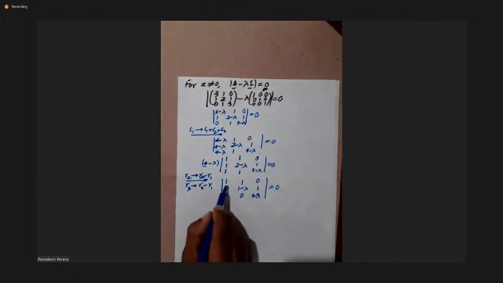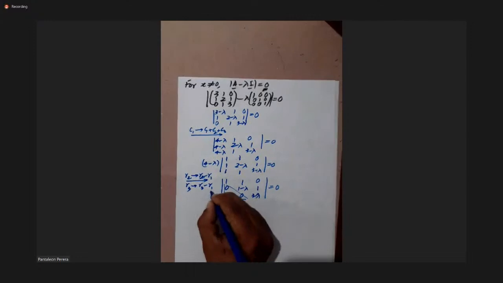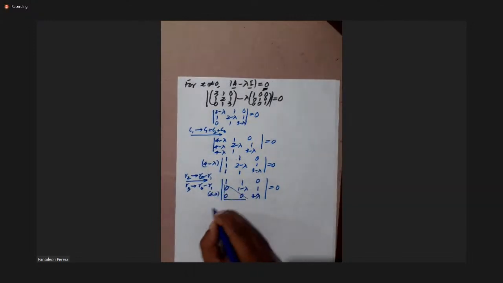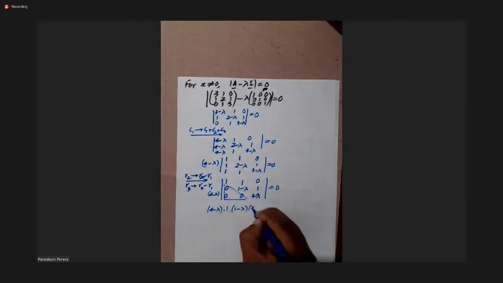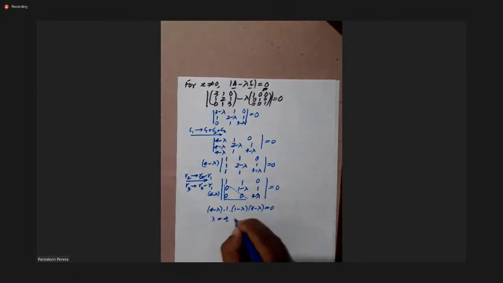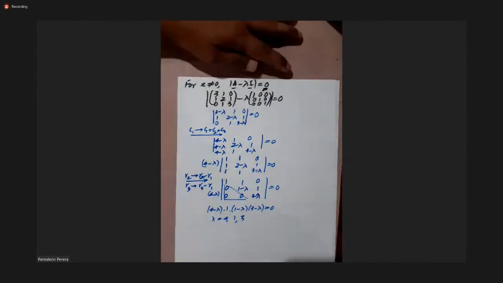Now, this is an upper triangular matrix, so the determinant is the product of these three diagonal entries. Oh, I forgot to write this one. So the determinant is 1 times 1 minus lambda times 3 minus lambda. So lambda is 4, 1, 3. Those are the eigenvalues.